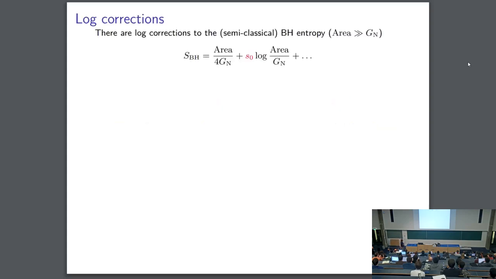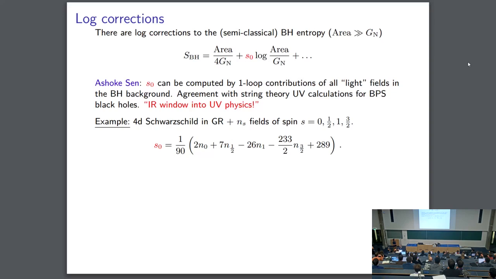Okay. Good. So we want to go to the bulk AdS and try to learn how to compute this log n term. That's the homework assignment. And luckily we had a good teacher, Ashoke Sen, who told us that in the context of asymptotically flat black holes, which is what he was studying, you can compute the coefficient of the log area over G Newton correction to the entropy of a black hole by studying essentially free fields on a fixed black hole background.